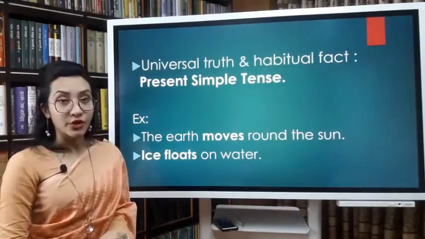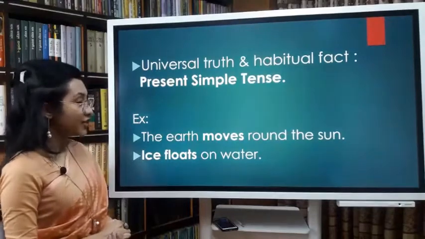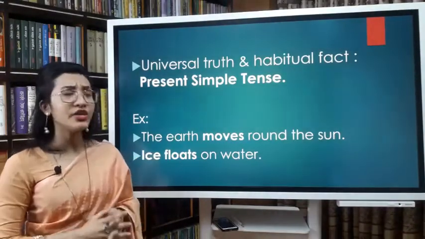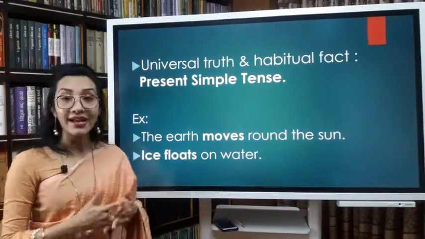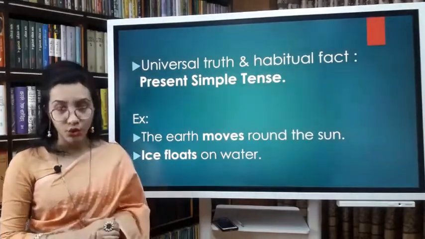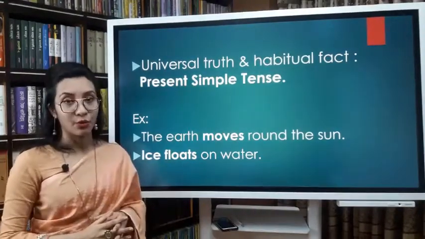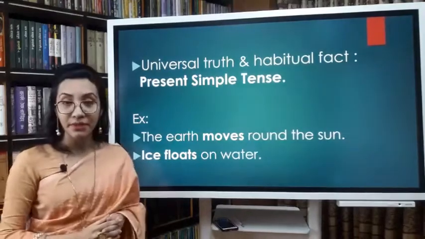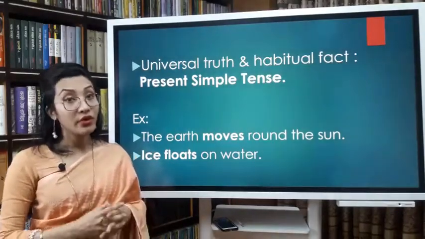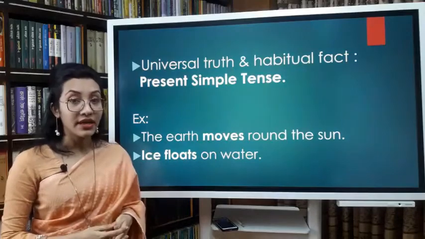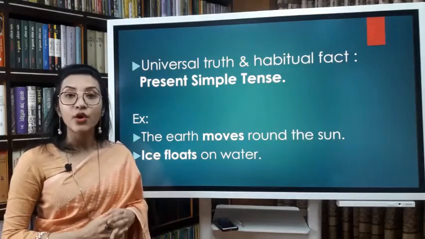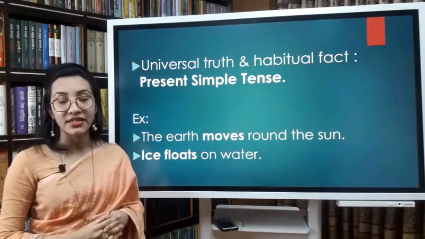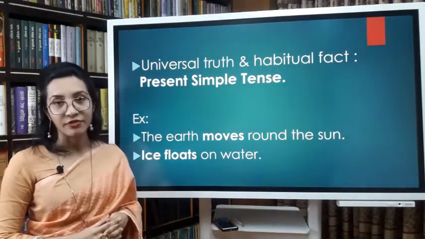In case of universal truth and habitual fact, we always use present simple tense. So what do we know by universal truth and habitual fact? অভ্যাসগত যদি কোনো কাজ বা চিরন্তন সত্য বোঝায় তবে সেক্ষেত্রে আমরা যে টেন্সটি ইউজ করি তা হচ্ছে প্রেজেন্ট সিম্পল বা প্রেজেন্ট ইনডেফিনিট। We know that in case of present simple, in case of third person singular number, we have to add s or es at the end of the verb. In other cases, we can just use the base form of the verb.